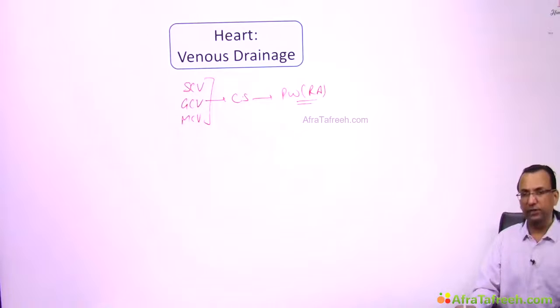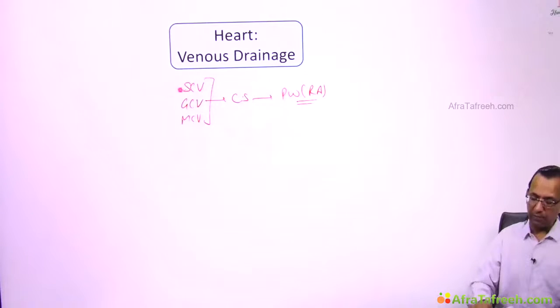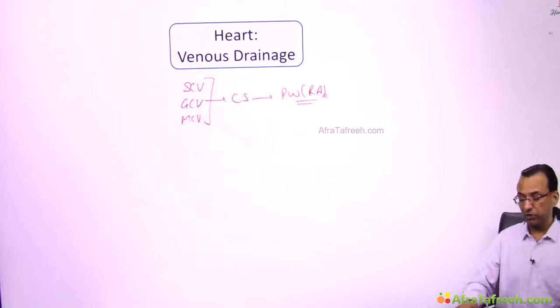This is the discussion. So there is a small cardiac vein, great cardiac vein, and middle cardiac vein, draining into the coronary sinus, draining into the posterior wall of the right atrium. Yes, coronary sinus draining into the posterior wall of the right atrium.